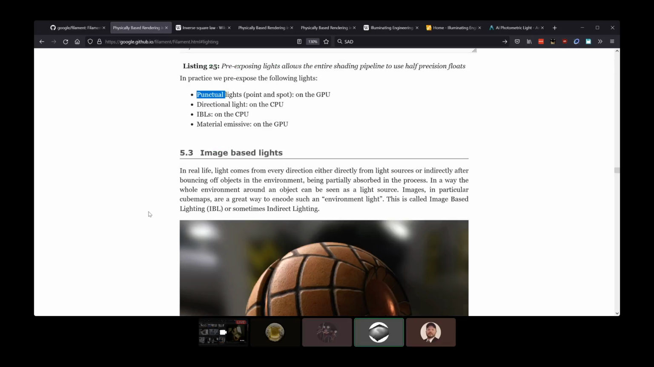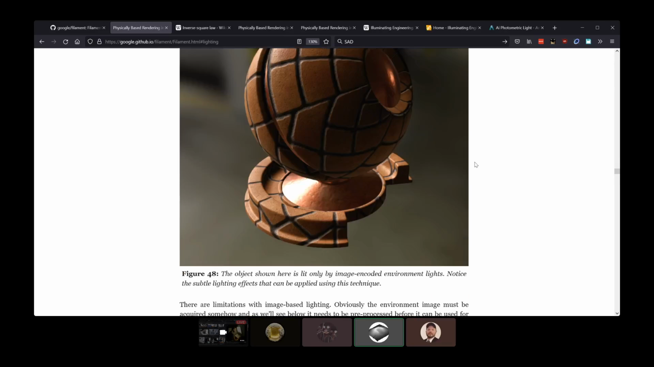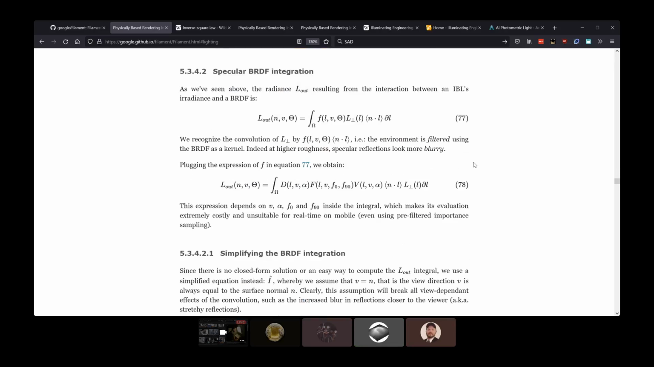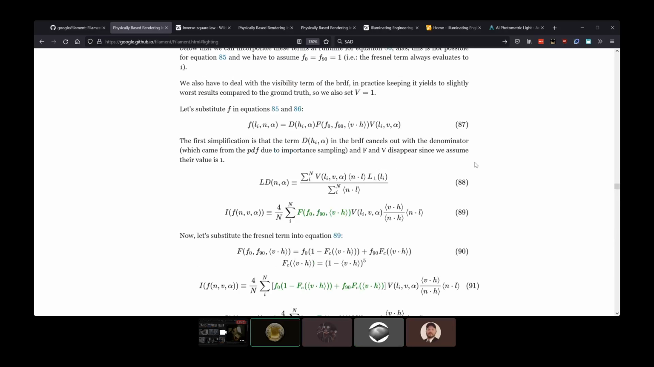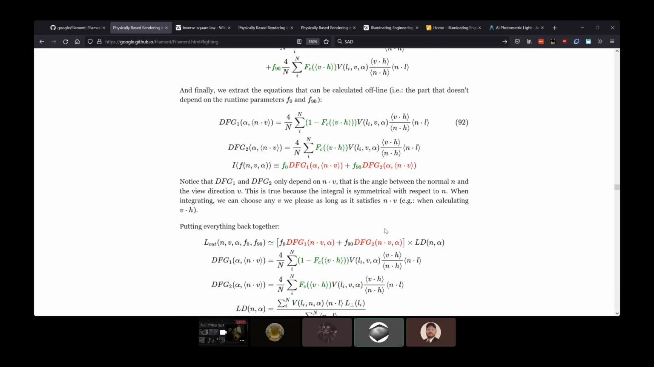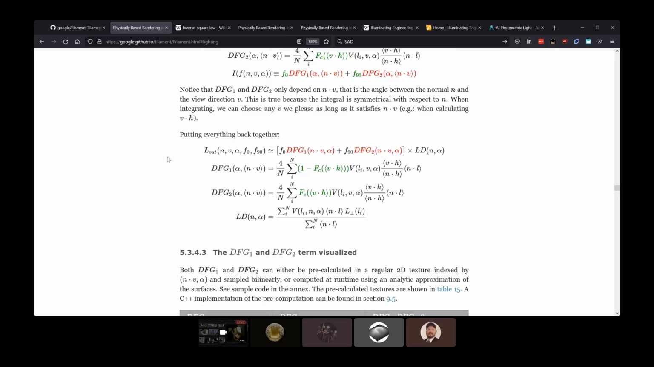Neat. Okay, we'll do 5.3 next week and try to get through the lighting stuff. Cool. Maybe. Maybe not. That's a lot of stuff to get through.